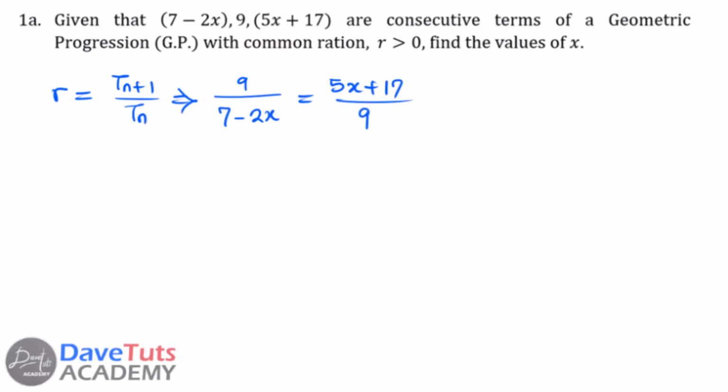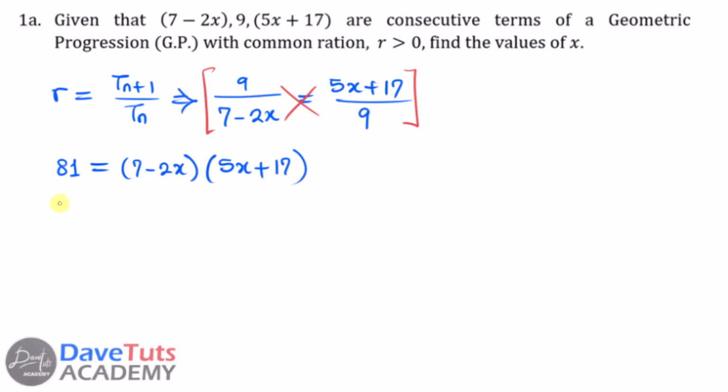So we have this as defining the common ratio, and for us to solve this question, we'll just cross multiply here to say that 9 times 9, that is giving us 81, is equal to 7 minus 2x multiplied by 5x plus 17.